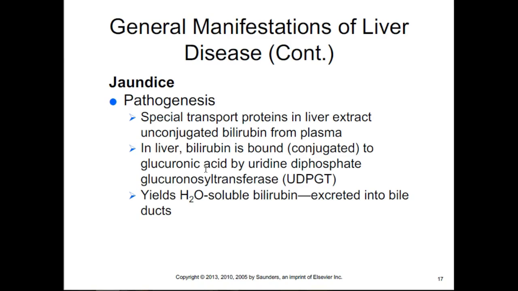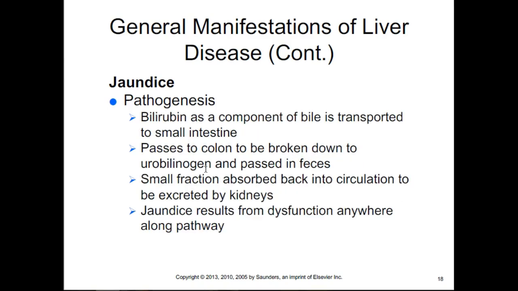So a lot of times if you have jaundice, they'll find out whether the bilirubin is conjugated or unconjugated, find out where the problem is, right? And then it's bound to glucuronic acid by uridine diphosphate glucuronosyltransferase, sorry, that's a big word, a big enzyme name. And then it yields the water-soluble bilirubin that's excreted into the bile ducts, right? So it's transported as a component of bile into the small intestine. It passes to the colon to be broken down into urobilinogen and passed in the feces, right? A fraction of it is reabsorbed back into circulation and to be excreted in the kidneys.